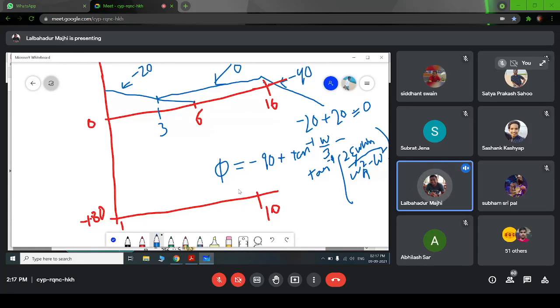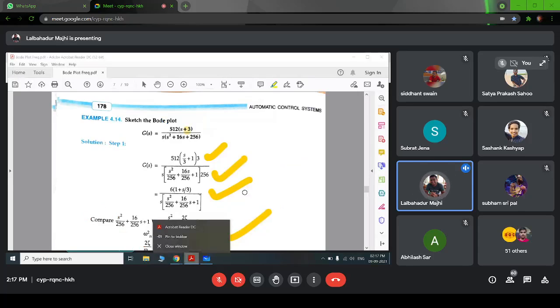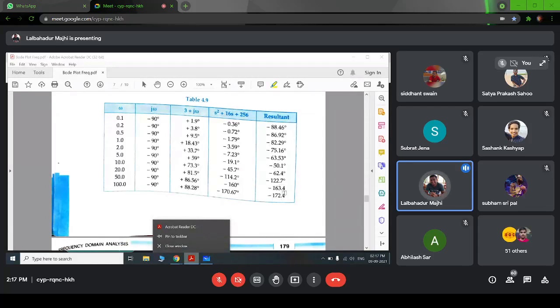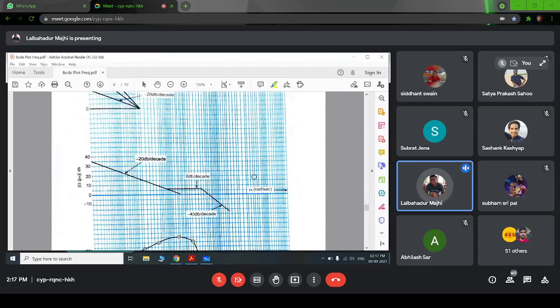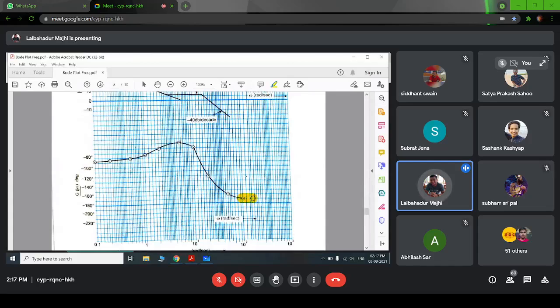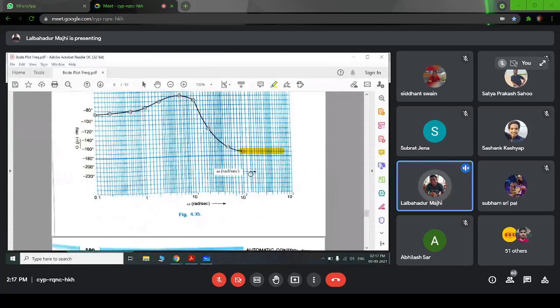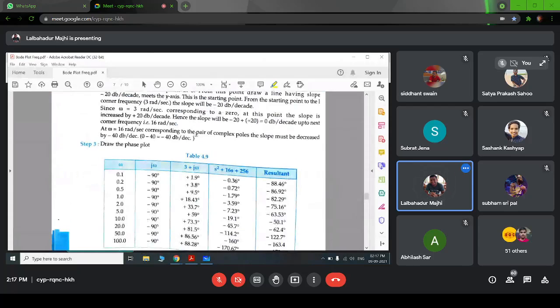Wherever we go, either it will intersect the 180 degree axis, or else it will be a constant line. Suppose in this case the constant values are 163, 172, and then it will almost approach a constant value, somewhere around 170 or 180. So it will not intersect. So we can write that this phase crossover frequency is infinite.